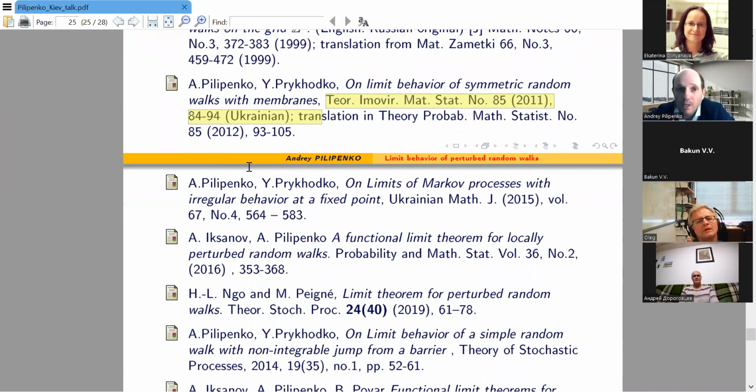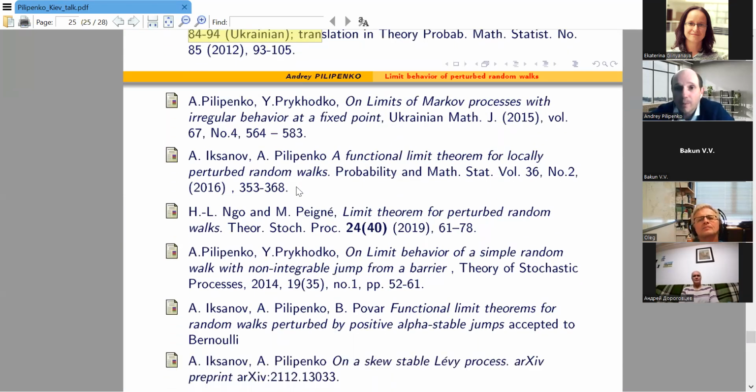So this paper is the paper where we applied martingale characterization of a Skew-Brownian motion, a Walsh process.